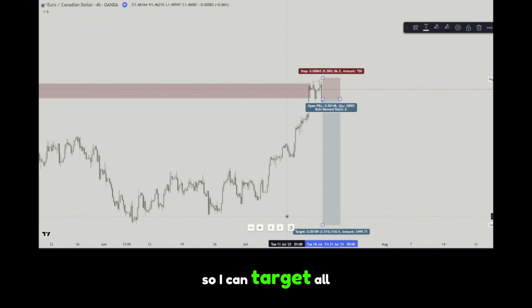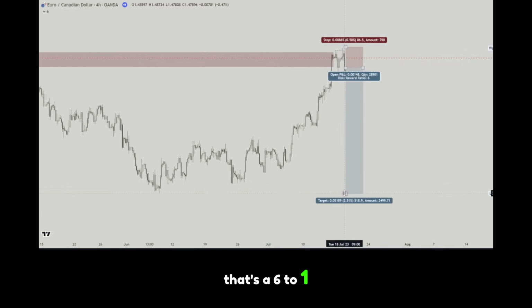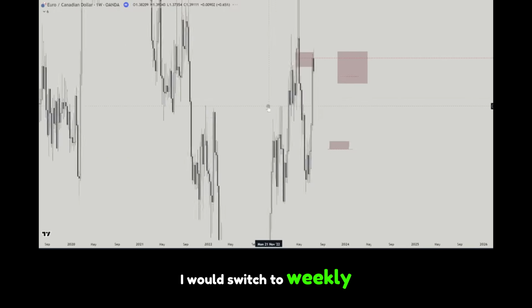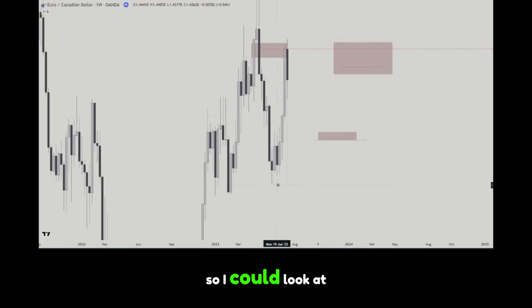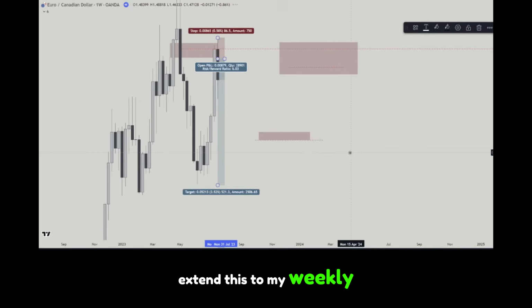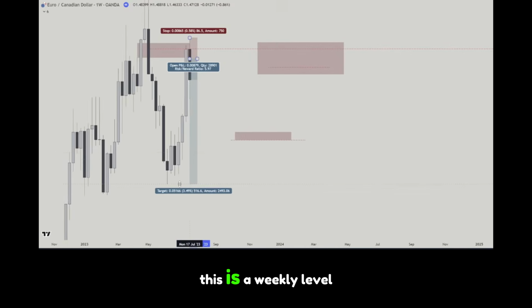So I can target all the way there. That's a 6 to 1. I can target some other lows here, measure lows. So for example, this one, 3 to 1. And I could go to weekly, right? I would switch to weekly and look at my structure here. So I could look at this low to be taken right here. So I could actually extend, if we go back to 4 hour, extend this to my weekly level. You could do this. So this is a weekly level.